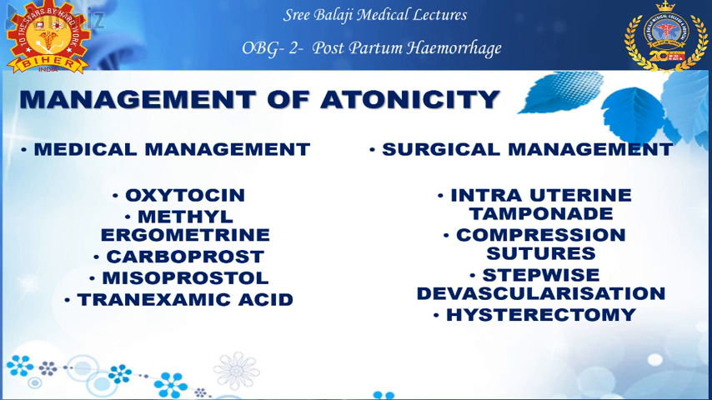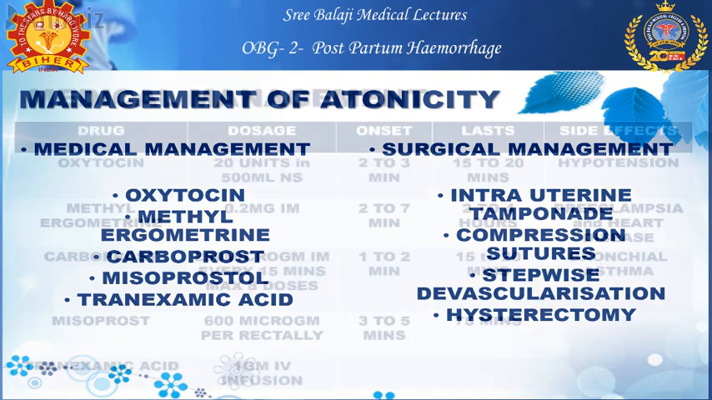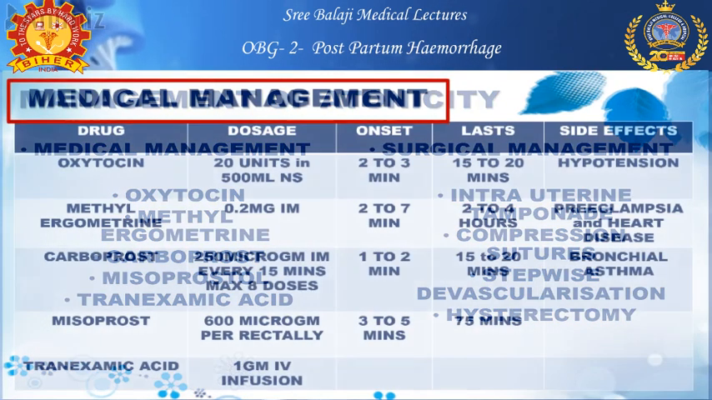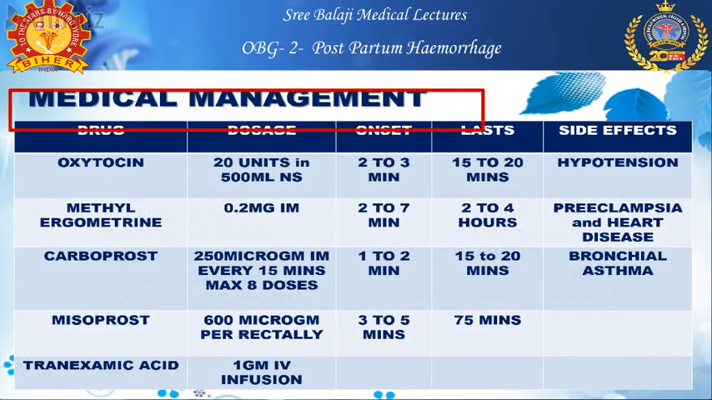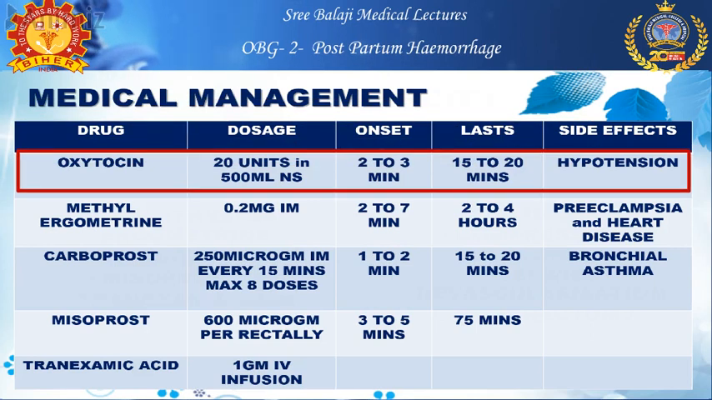Now we have done temporary measures to arrest the bleeding and we have collected all the resources available to manage the cause. The medical management and surgical management. Medical management involves giving drugs. Oxytocin 20 units in 500 ml NS. It is cheap, it is universally available and the only side effect is hypotension.